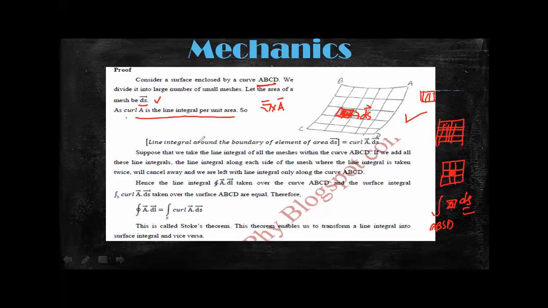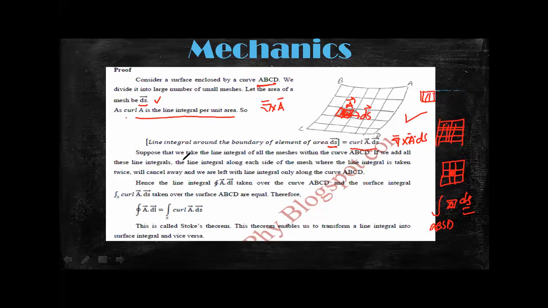So the line integral around a boundary, taking a small element ds. Here the vector is A, so A is a vector, so curl of A dot ds.